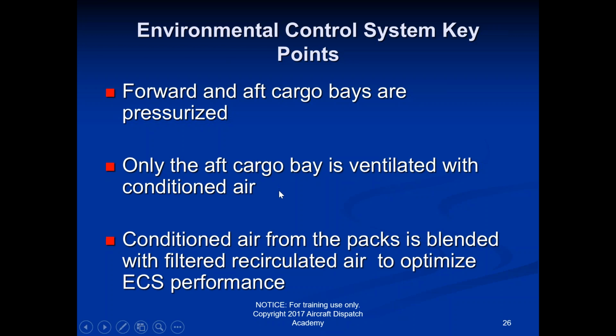So let's see, conditioned air from the packs is blended with filtered recirculated air to optimize ECS performance. So everyone wants to know why people get sick on airplanes. It's because the air is filtered and recirculated. Except on the 200. If you want to know the healthiest airplane to fly on that we have, it's the 200. The 200 does not recirculate air. It's all pass-through air, so it's all new, nice, fresh air. Whereas if you're on the 7, the 9, and really any plane, whether it's us or any other mainline airline, all of the bigger planes are recirculated.